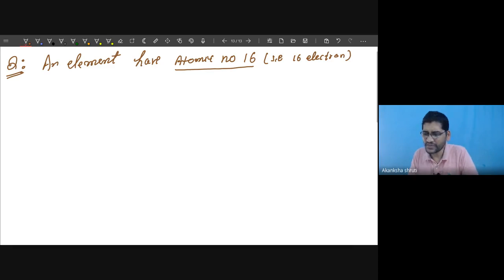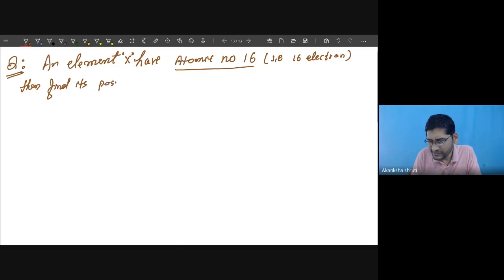So an element have atomic number 16, and element X. Give the symbol to this element as X. Okay, student? Put the symbol X here. So the element X have atomic number 16. Then find its position in modern periodic table. Okay, it is this one. Let us see. A student, what to do?